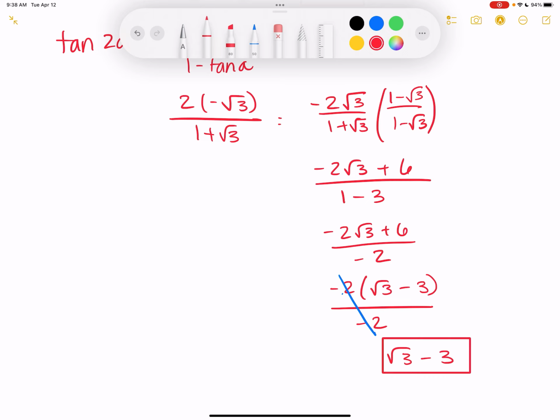Now if you didn't take the negative out, I'm not going to take off for not taking the negative out, but it just makes it nicer because there was a negative on the bottom as well, so it goes away. If you didn't take the negative out, wouldn't it just end up being positive? Yeah, it would.